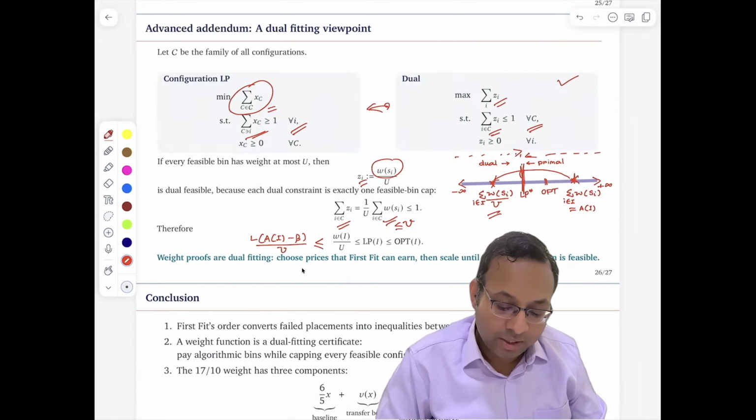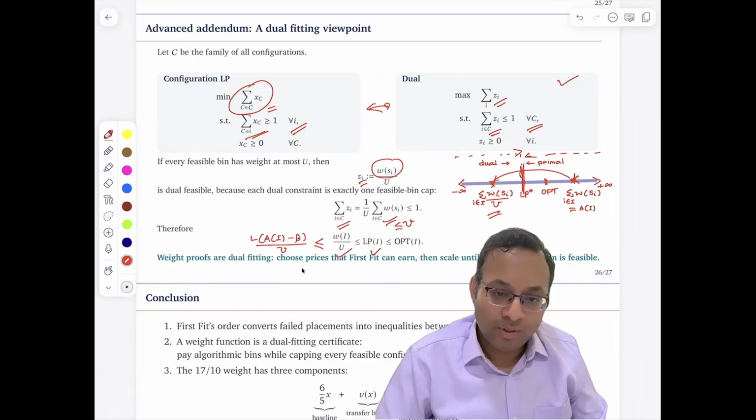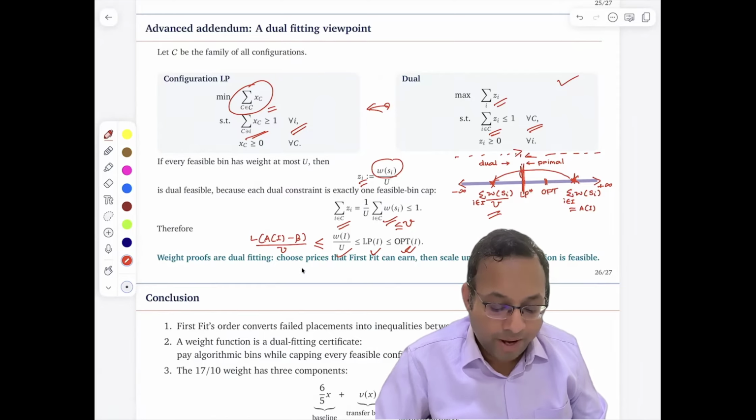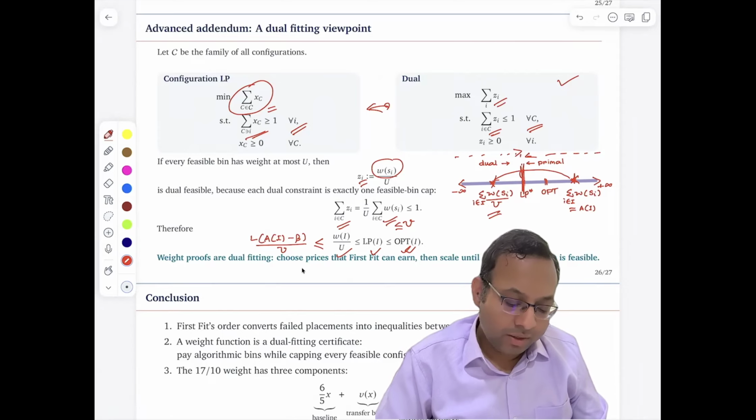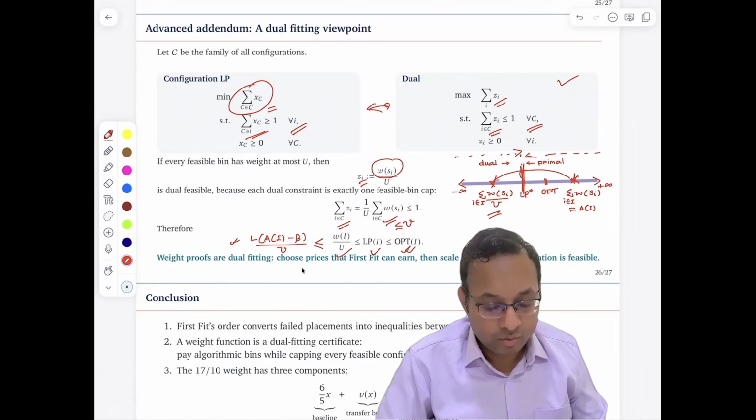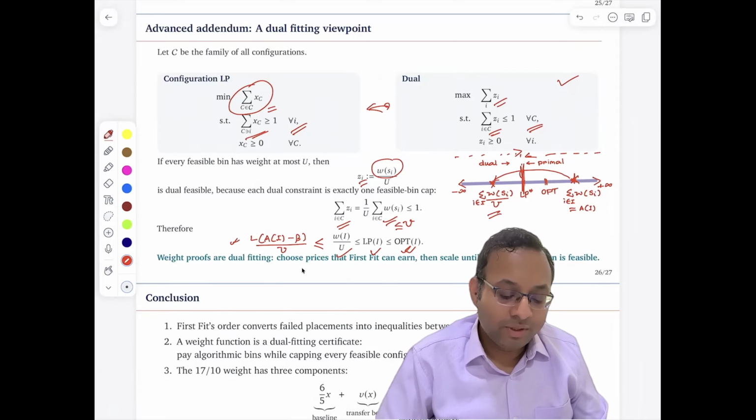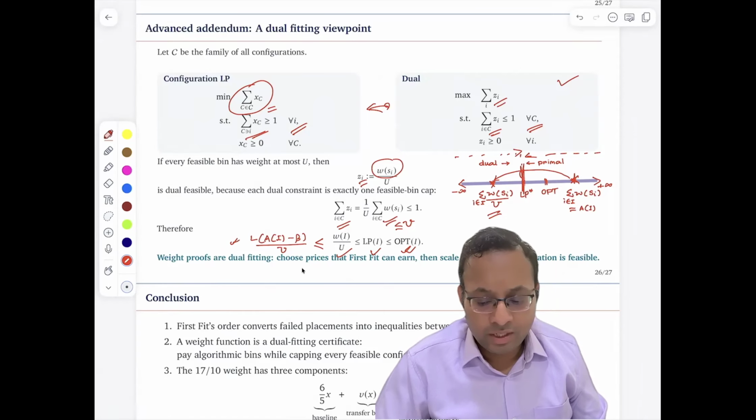But if that happens, then Wi by U is dual feasible, so it's less than or equal to the dual optimal, because optimal is the maximum value of the dual. But that's also equal to the optimal value of the primal, which is less than or equal to the optimal integral value, where the number of bins we have packed integrally. And from the algorithmic side, if we show some bound like Wi is more than L times AI minus beta, then together this gives us the same guarantee. So it is called dual fitting.